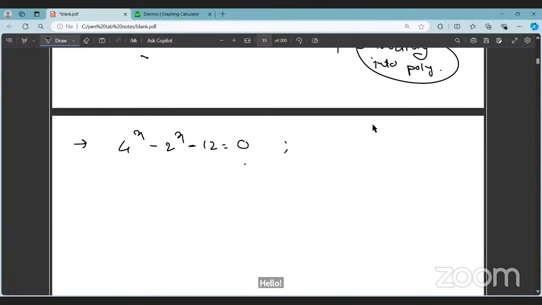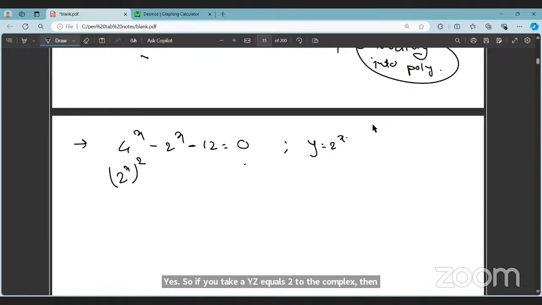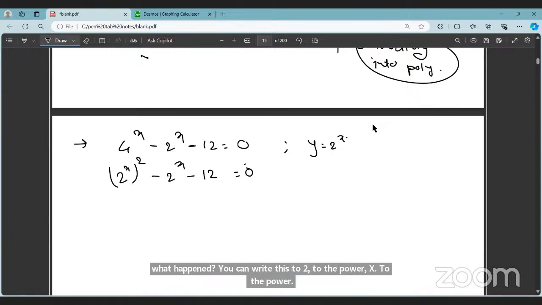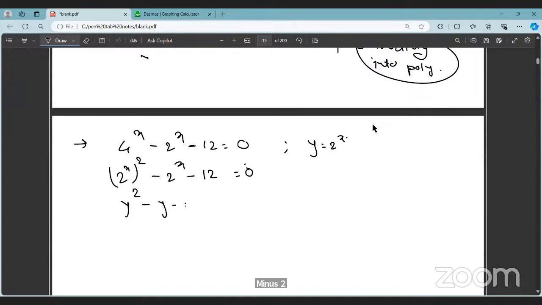If you take y equals 2 to the power x, then what happened? You can write this as y square minus y minus 12 equals 0. So that means y minus 4 and y plus 3.